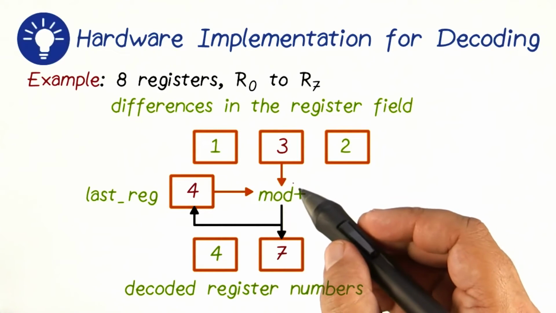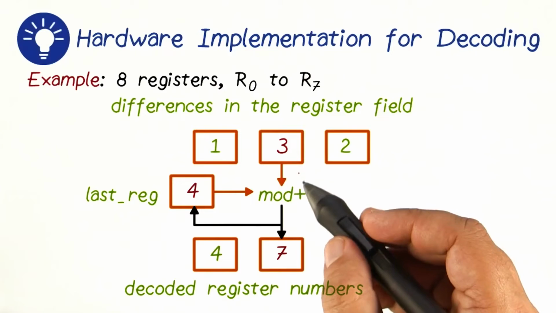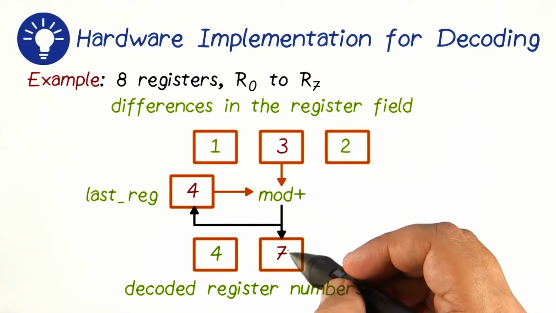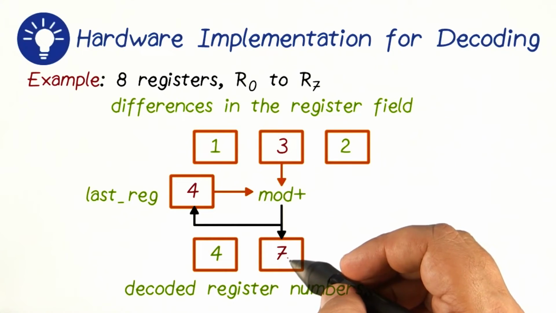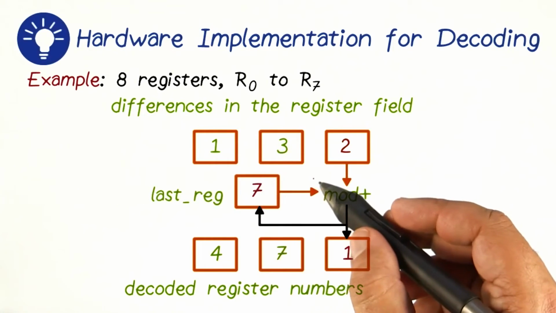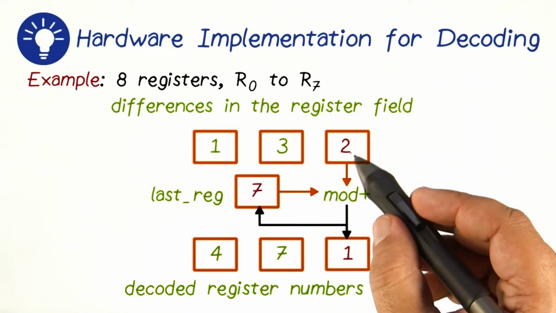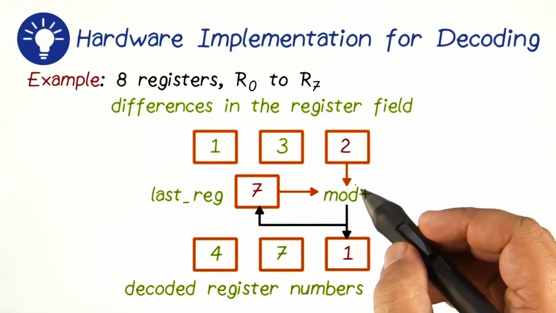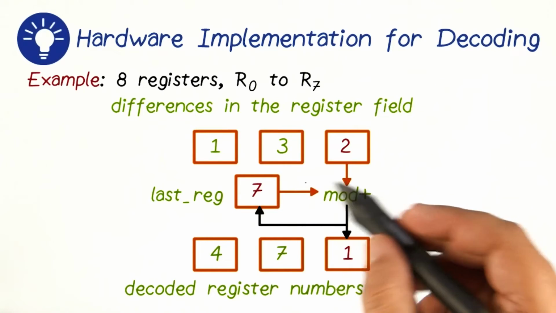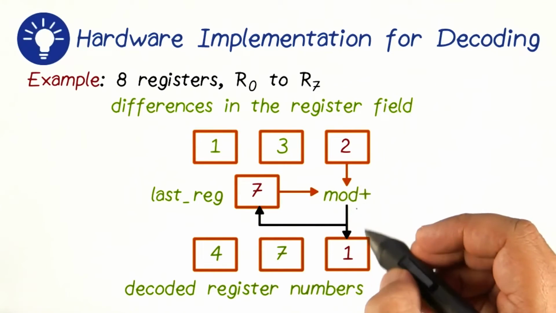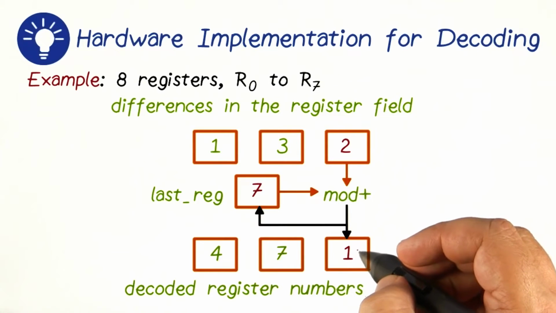By doing the modulo arithmetic that we saw earlier, 4 plus 3, we recover 7. Modulo 7 is going to give us the number 7 here, so that will be the register number that we have recovered. Let us say now that the last register access was 7 and the difference was 2. Again, using the modulo arithmetic that we saw earlier, we add the difference 2 to 7 and do the modulo arithmetic, and that gives us register number 1 as the current register to be used here.